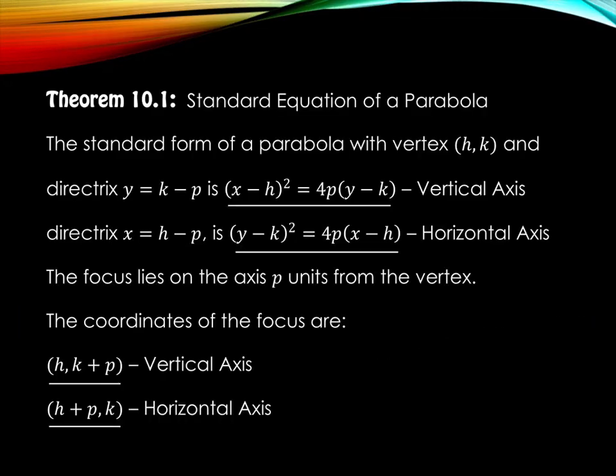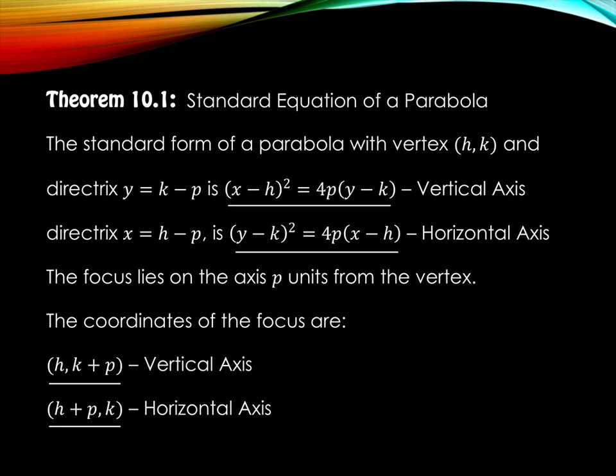So we're going to start with each of these has equations. One of our conics is actually a parabola, but we're encountering the parabola from the standpoint of conics, which means it's not from the standpoint of algebra. So the standard formula of a parabola with vertex (h, k) and directrix, and I'll draw a picture for these in a second, y equals k minus p is (x minus h) squared equals 4p times (y minus k). This is if it's a vertical axis parabola.